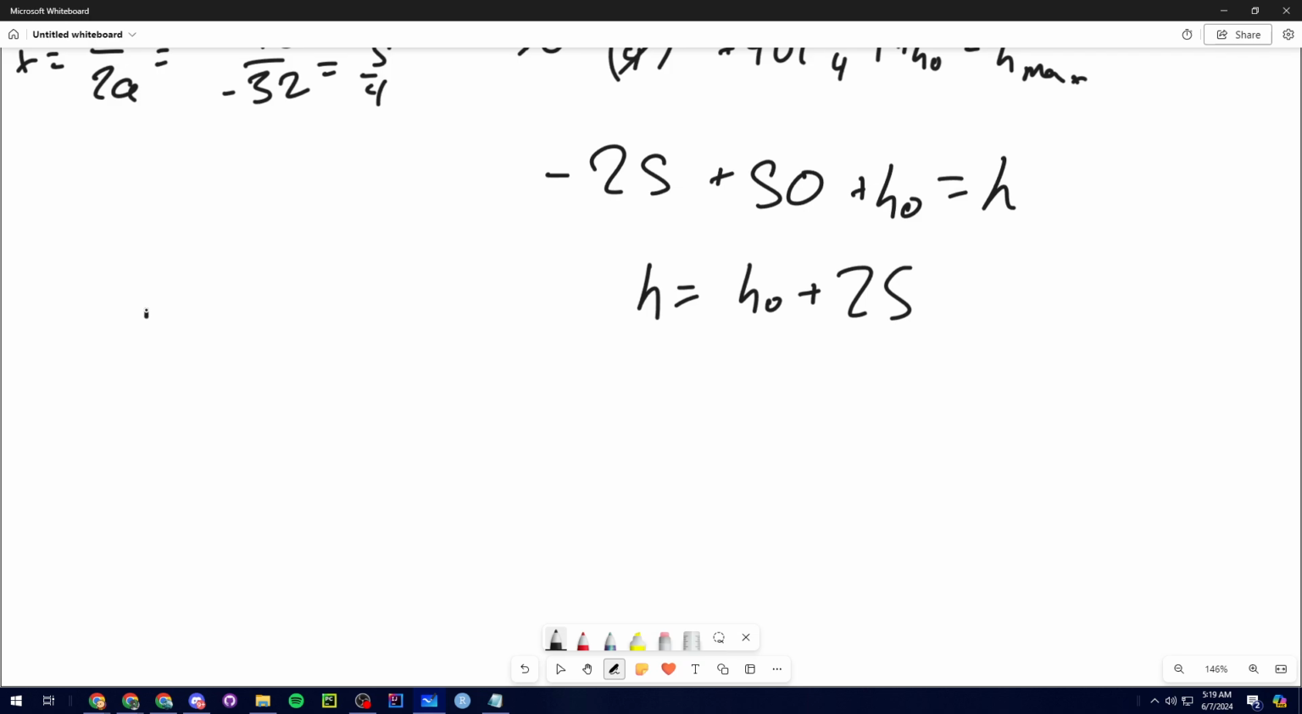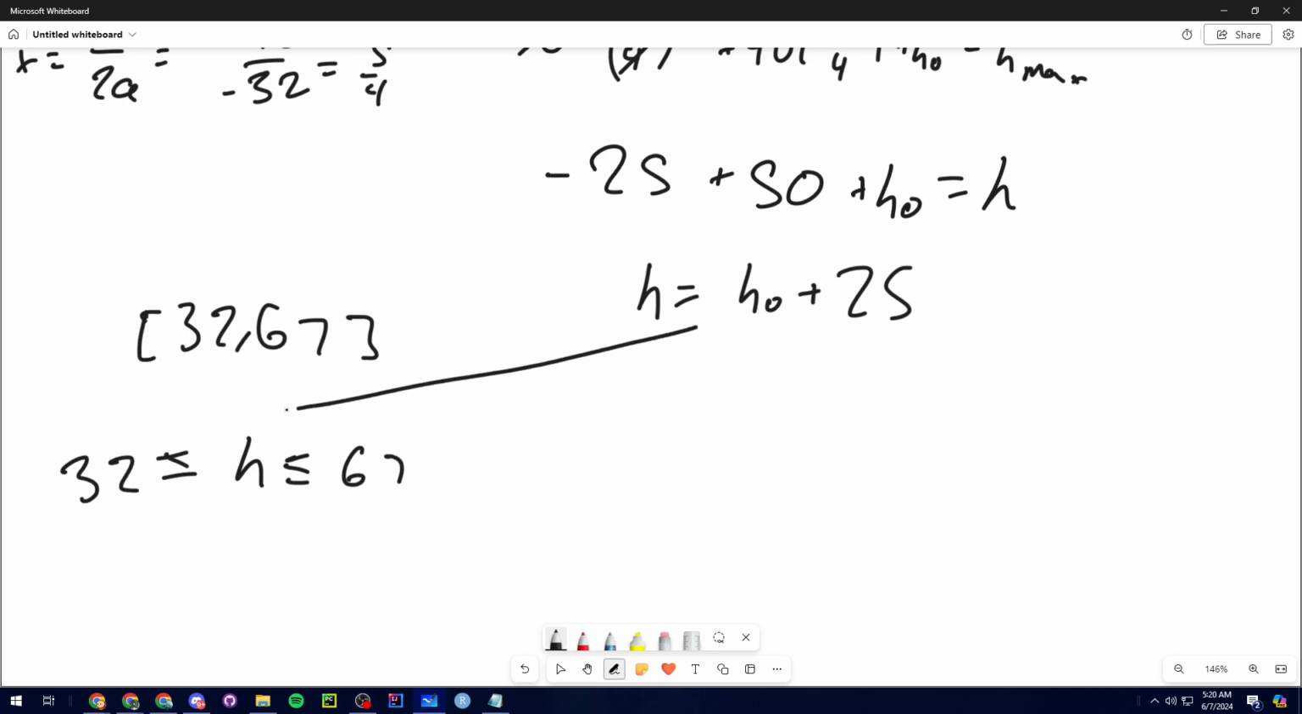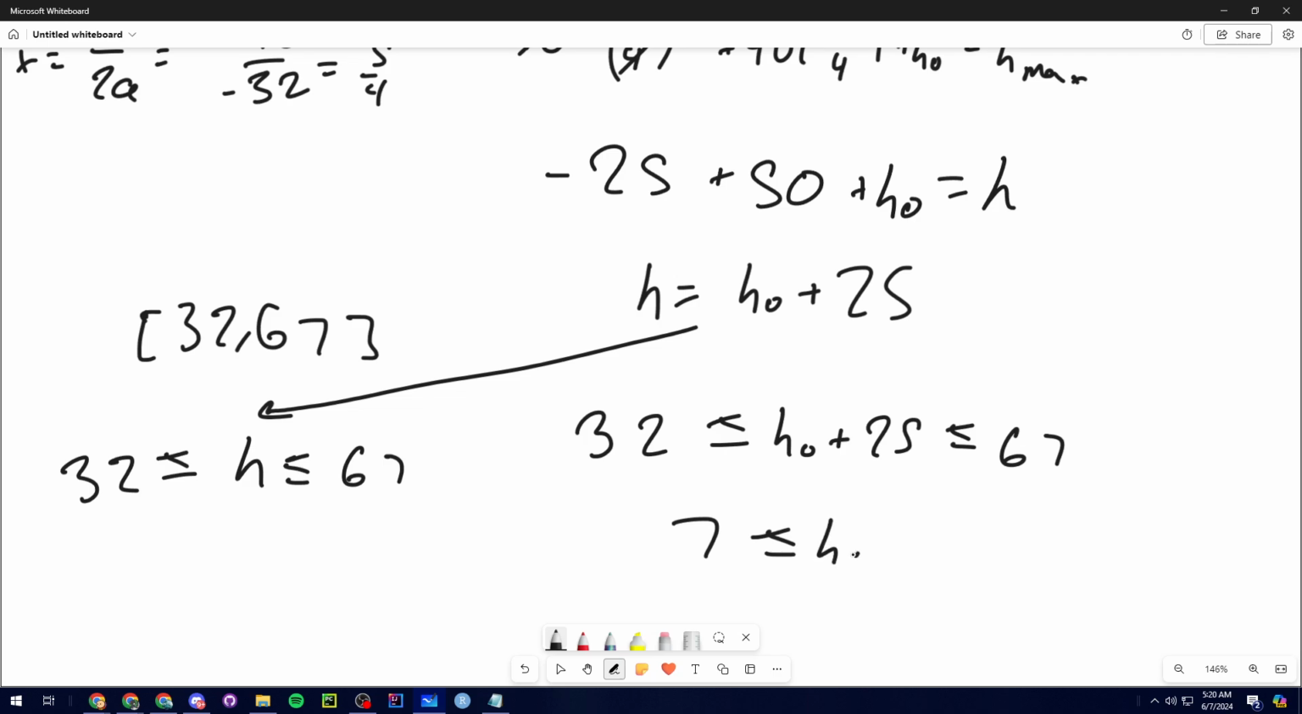We know that it lies in an interval of [32, 67], which, if you remember interval notation, just means that h is less than or equal to 67, but is greater than or equal to 32. Plugging in that gives us 32 ≤ h₀ + 25 ≤ 67. Subtracting 25 on each side gives us 7 < h₀, and h₀ < 42.